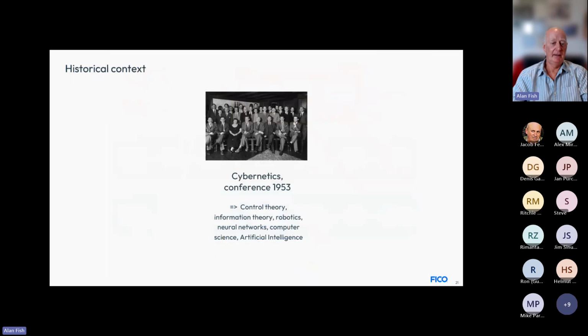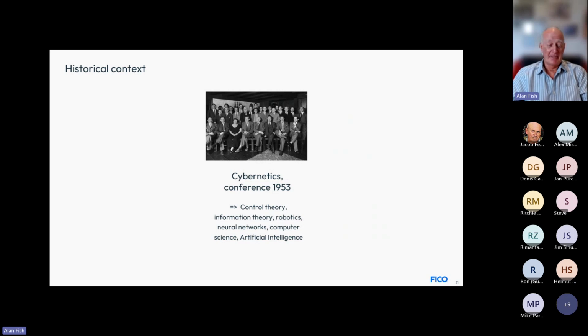But just for fun, I wanted to look at the techno-political historical context as well. I'm going to take you back 70 years to the Macy Foundation conferences on cybernetics. So this picture comes from the last meeting, which was in 1953. This group of people were just astonishing. What a collection of geniuses we have here.